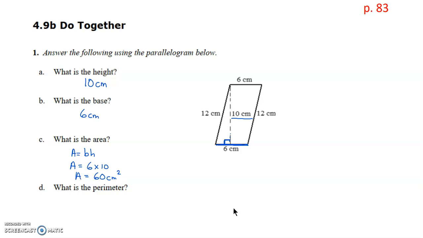And the perimeter is the same formula as a rectangle, 2 times the length plus 2 times the width. So 2 times 12 plus 2 times 6, which is 24 plus 12. So the perimeter of this figure is going to be 36 centimeters.